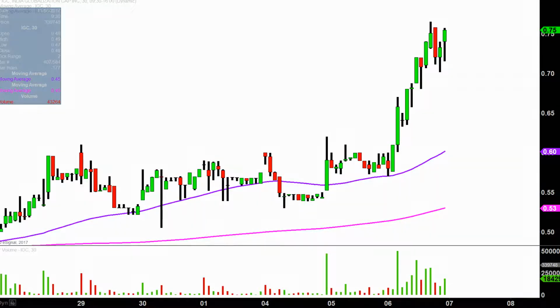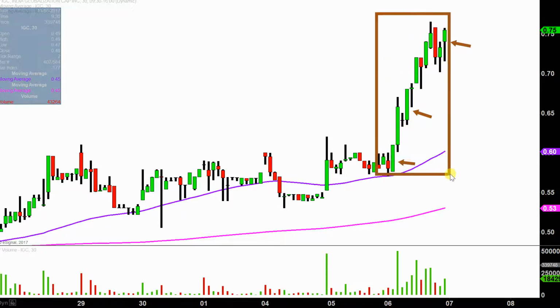Real quick, what do I mean by 30-minute in case maybe you're new to charts? Instead of each one of these candlesticks here, as they're called, representing 1 day's worth of price action, which is what you would normally see, each one represents 30 minutes. So while this here may look like several days worth of time, it's actually just today's price action broken down into 30-minute time slices.